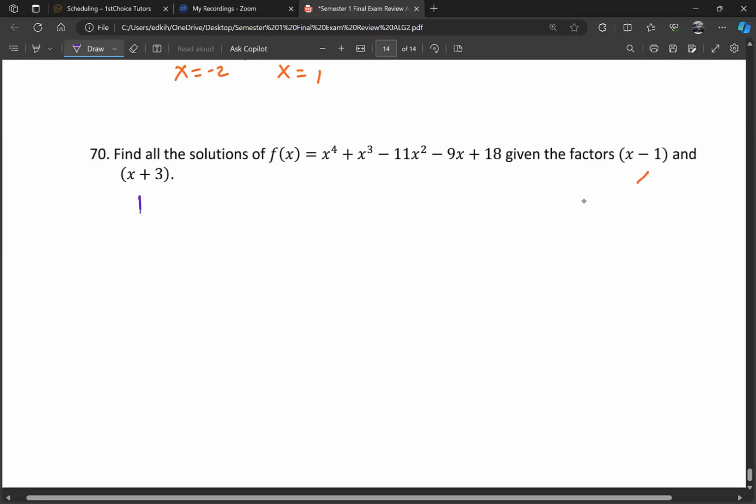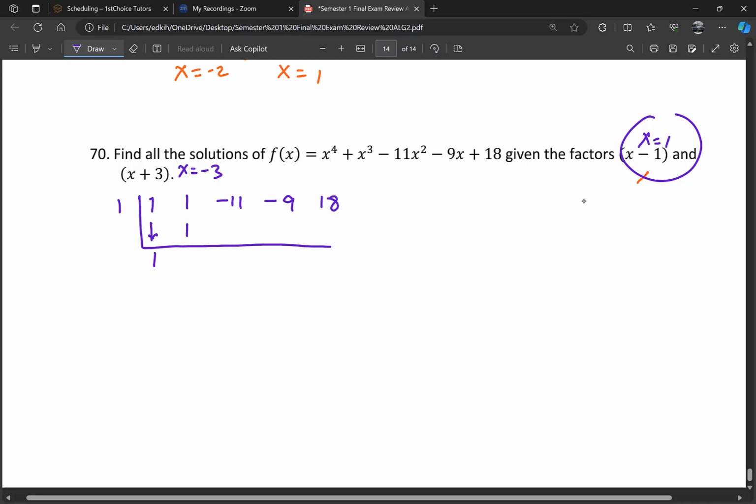Let's start off by dividing by 1. This will be x equals -3. So let's divide by 1 first. It doesn't really matter where you start, but I'm just going to decide to do this one first. So the coefficients are 1, 1, -11, -9, and 18. Drop the 1. Then you multiply, add, multiply, add, multiply, add, multiply, add. The remainder is 0. But that comes as no surprise to us because we were told that those are factors, so we knew they would work.